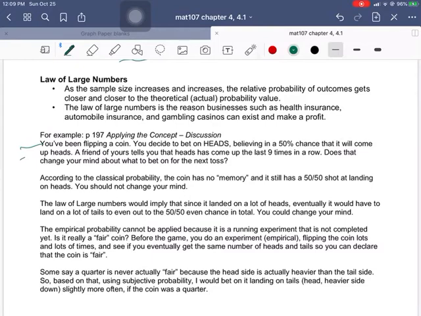Before the game, you could do an empirical experiment, flipping the coin lots of times, and if you eventually get the same number of heads and tails, you can declare it as fair. All right. Some say a quarter is never fair because the head side is actually heavier than the tail. So based on that, using subjective probability, I would bet it lands on tails, the heavier head side down, more often if the coin was a quarter. Okay, so different types of probabilities.